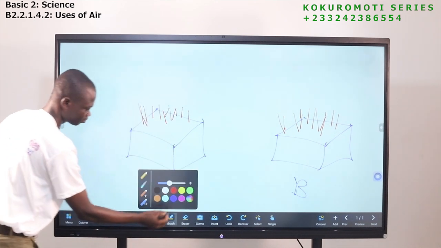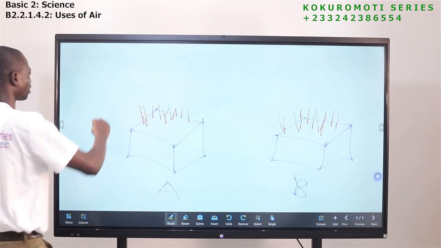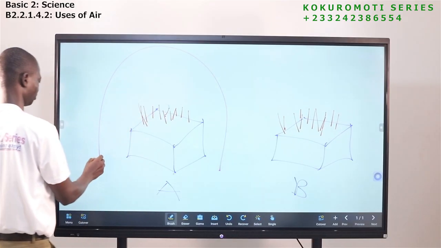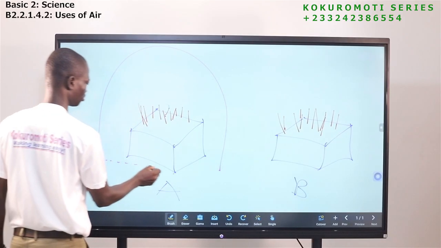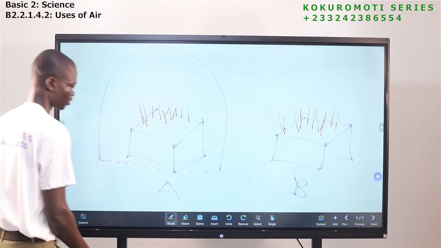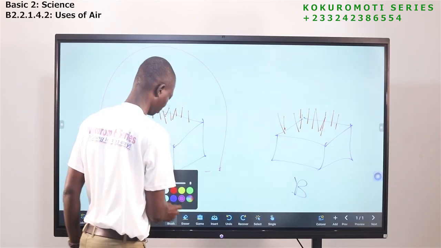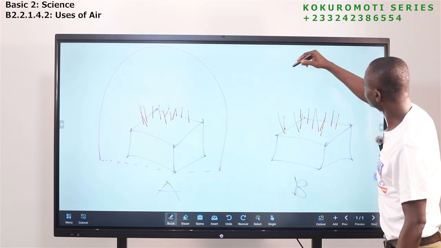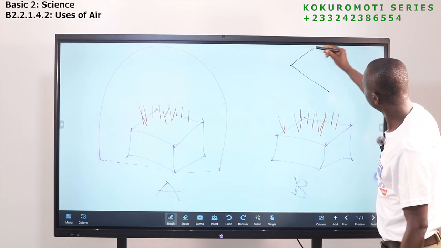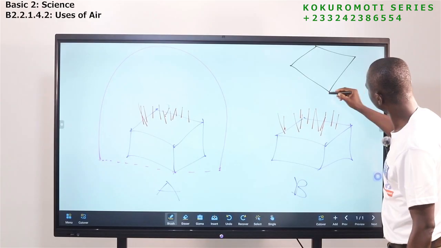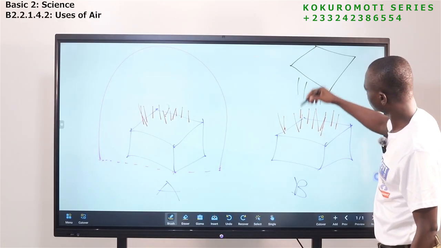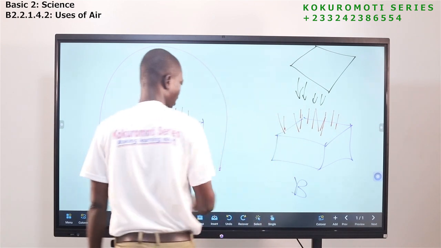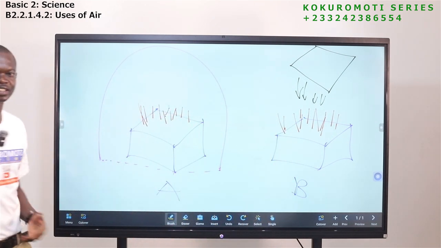And then here, you cover this with a bowl. And this one too, here you use paper to blow air. A and B, which one will quench the fire?